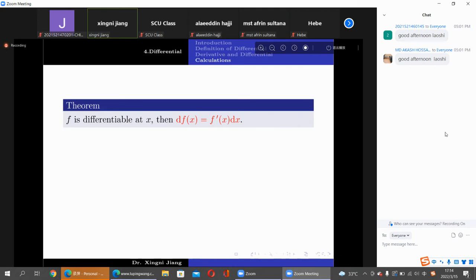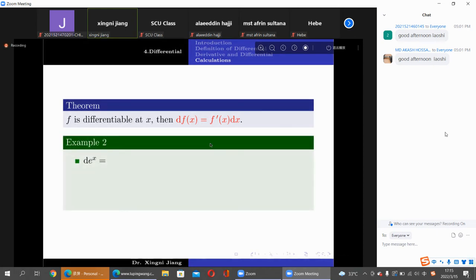This is the most important theorem you have to remember. And we're going to use this a lot for the integrable part in our calculus lectures. So when f is differentiable at x, then the differential function is equal to f prime multiplied with dx. So now can you tell me the answer of this one? What's the differential of e to the power of x?